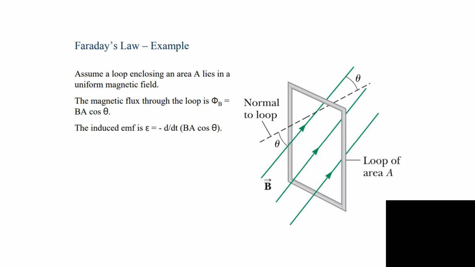Okay, so this is Faraday's law example. Assume a loop enclosing an area A lies in a uniform magnetic field. The magnetic flux through the loop is phi B, and that is equal to BA cos theta. B is the magnetic flux density, A is the area of the loop, and cos theta, the angle between the field lines and the normal to the loop.